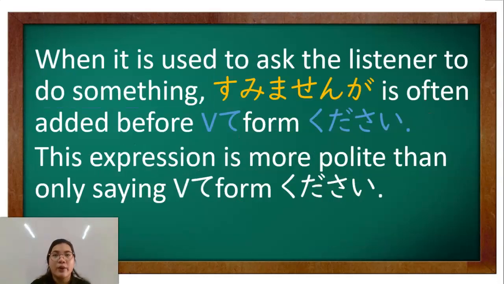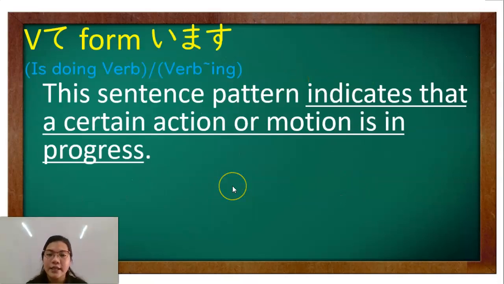Okay? When it is used to ask the listener to do something, sumimasen ga is often added before verb te form kudasai. Okay? So as you can notice in our examples, meron siya mga sumimasen ga. Okay? So this expression is more polite than only saying a verb te form kudasai. Okay? So, ina-attach si sumimasen ga to the verb te form kudasai to make it more polite. Okay? Okay, next sentence pattern is verb te form imasu.